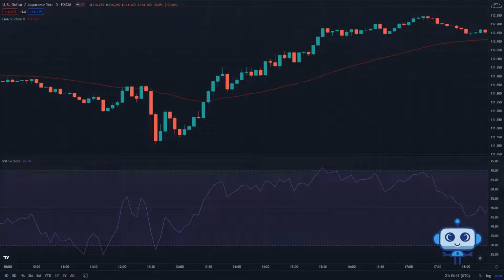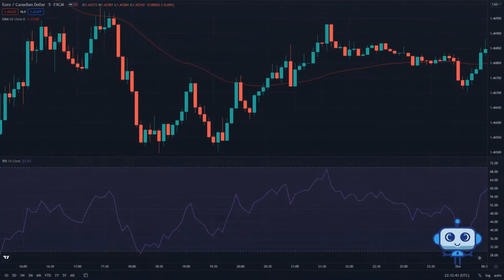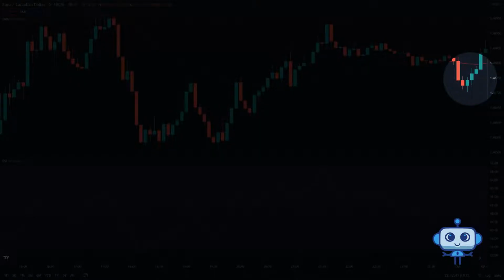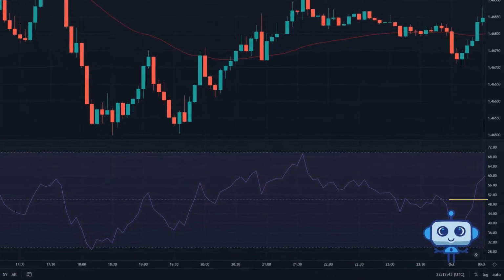Now, let's have a look at our strategy in action. Based on our strategy, a 50-period EMA and the RSI are applied on the Euro/CAD chart, which is set to 5 minutes interval. You can see the pair is having two-way movement and no clear direction is available. However, near 1.46800, the RSI moved above the neutral zone.